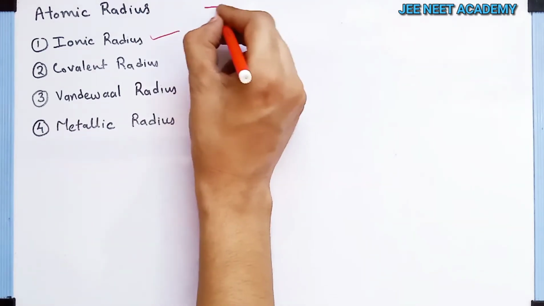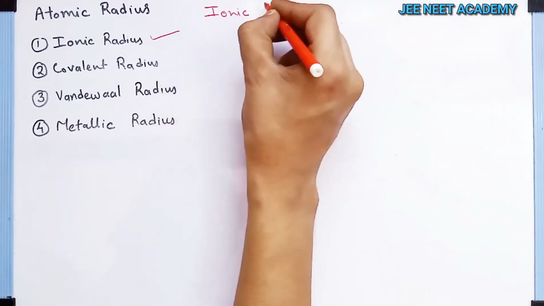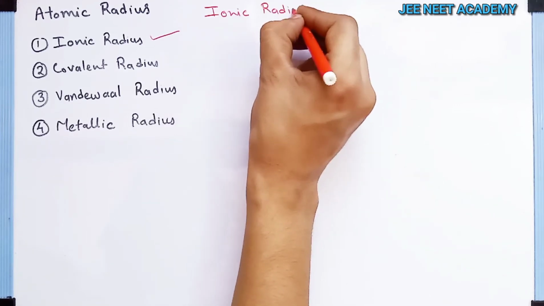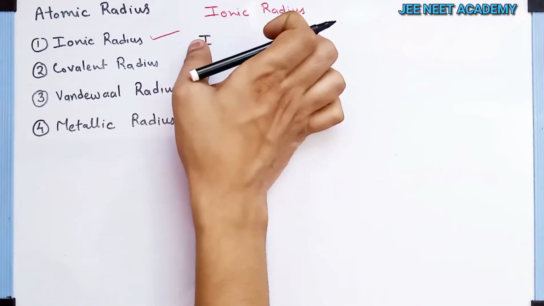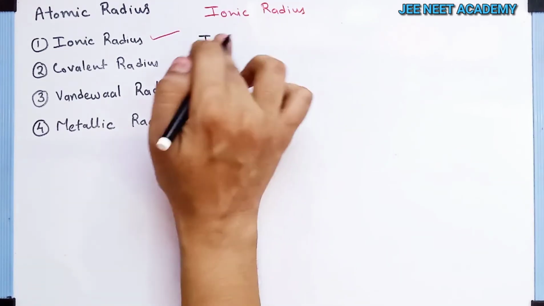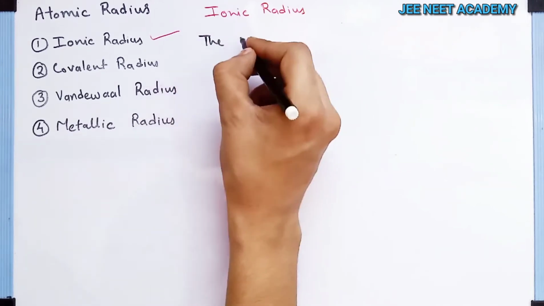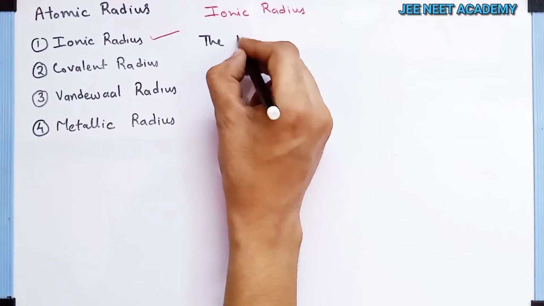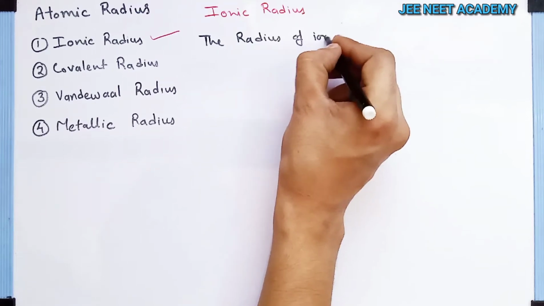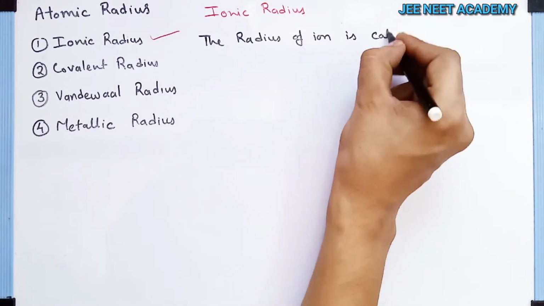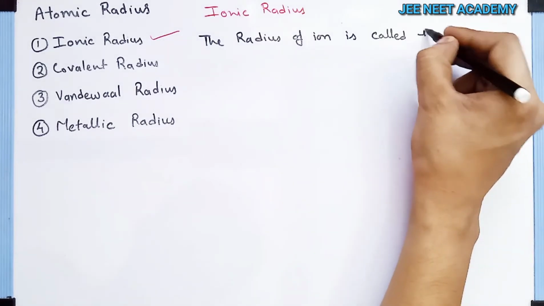Ionic radius. The definition of ionic radius is: the radius of an ion is called the ionic radius.